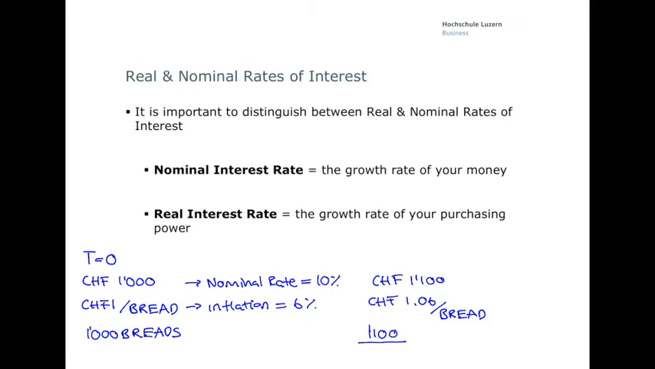Now assume, how many breads can you buy at t equals 1? So you have 1,100 on your bank account. One bread costs about 1.06, so that results in about 1,038 breads. Now, as a next step, you compare the 1,038 divided by 1,000, so that means you could buy 1.038 breads compared to one bread initially, which is equal to 3.8% real interest rate or purchasing power.